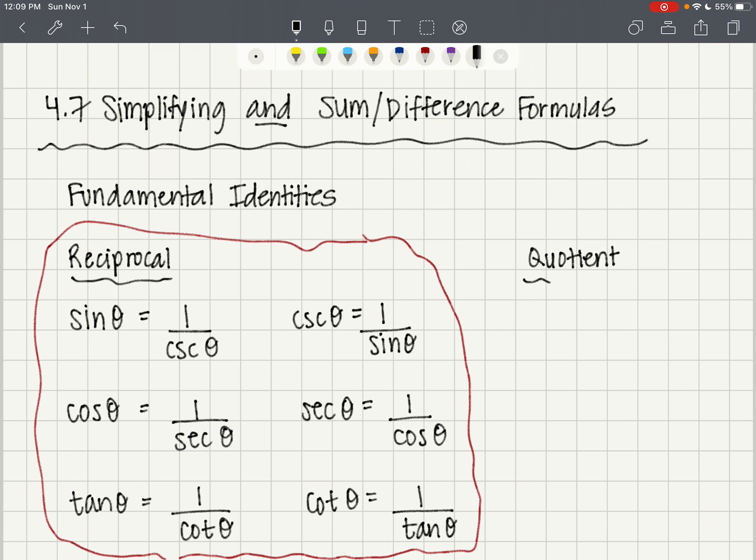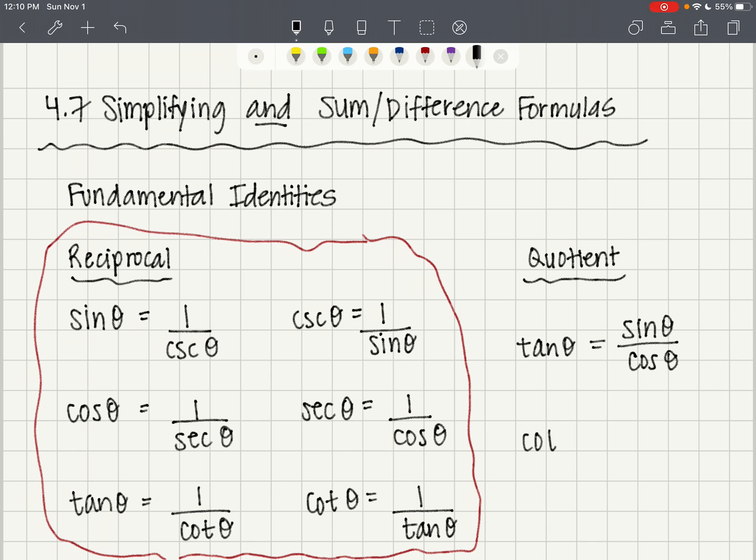The quotient identities, there's 2 of those. The tangent of theta is equal to the sine of theta divided by the cosine of theta. Now this is really important that on the front side of this flashcard you write quotient in the upper left-hand corner and then tangent of theta in the middle, and then on the back side you write the fraction sine of theta over cosine of theta.